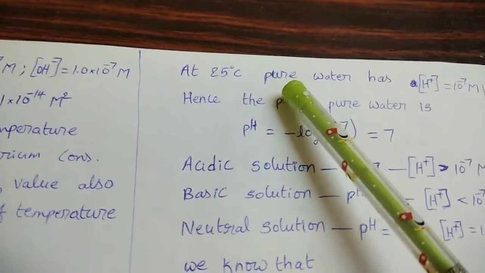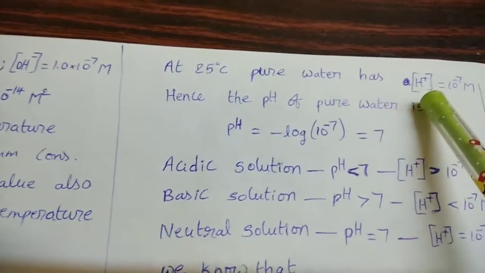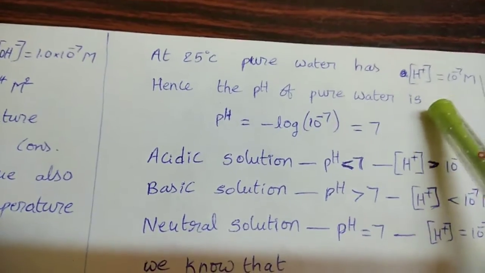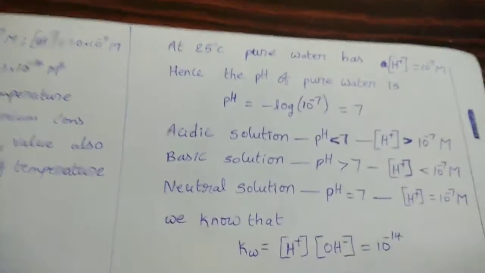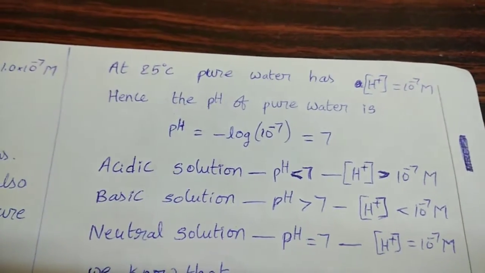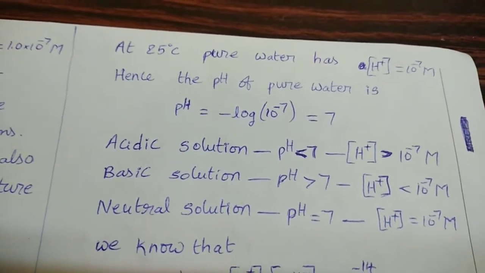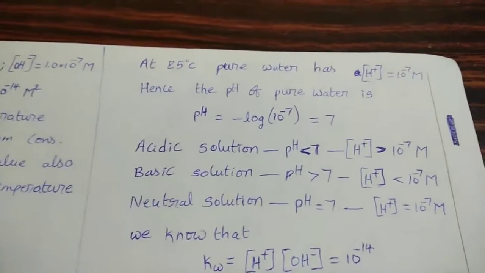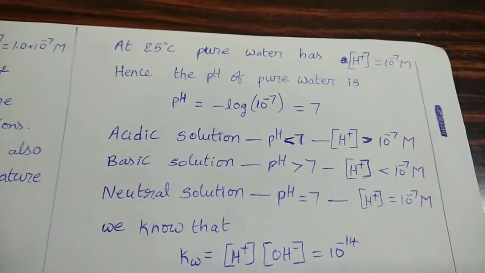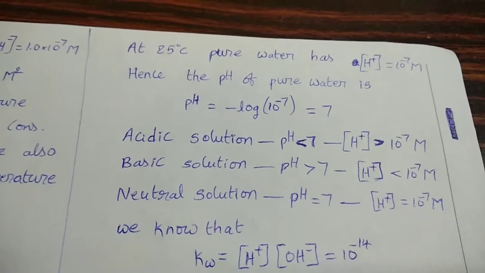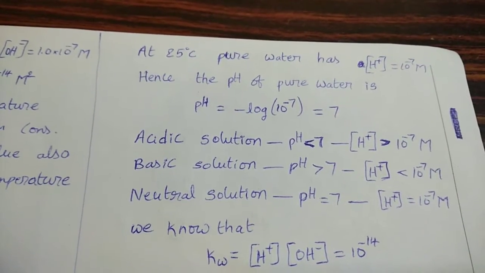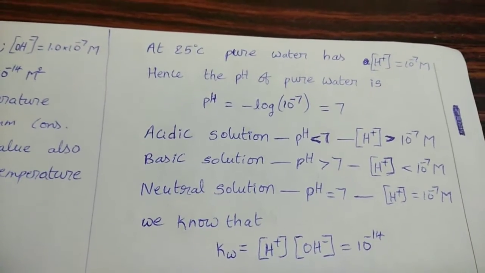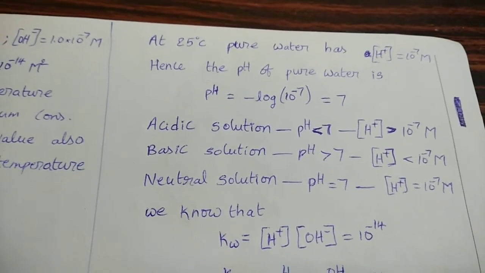At 25 degrees Celsius, pure water has H plus ion concentration 10 power minus 7 molar. Hence the pH of pure water is 7. Substitute that H plus ion concentration in pH formula, then we can get pH of water, that is 7. So remember the conditions. Acidic solution pH less than 7, H plus ion concentration greater than 10 power minus 7 molar. Basic solution pH greater than 7, H plus ion concentration 10 power minus 7 molar. Neutral solution pH equal to 7, H plus ion concentration equal to 10 power minus 7 molar.